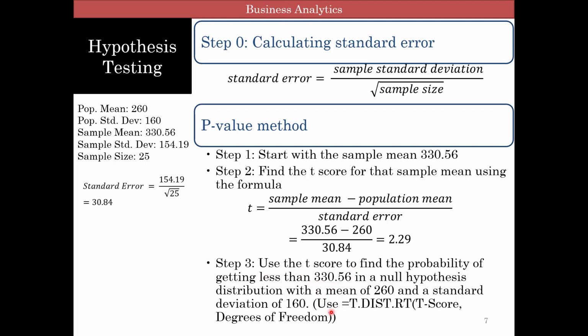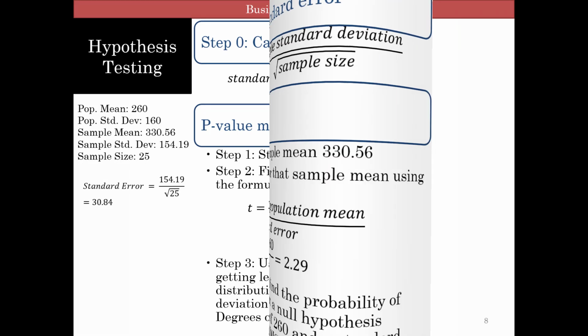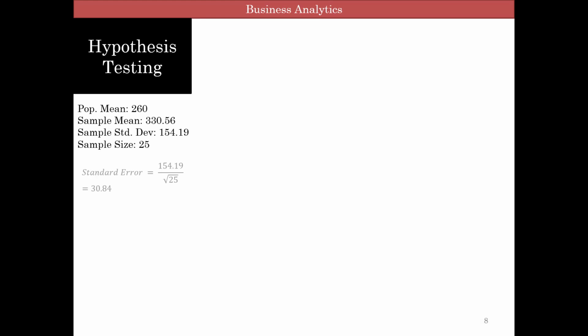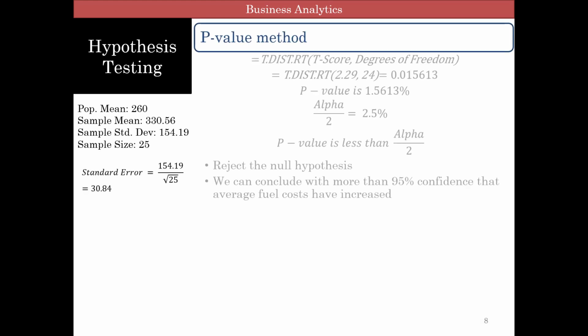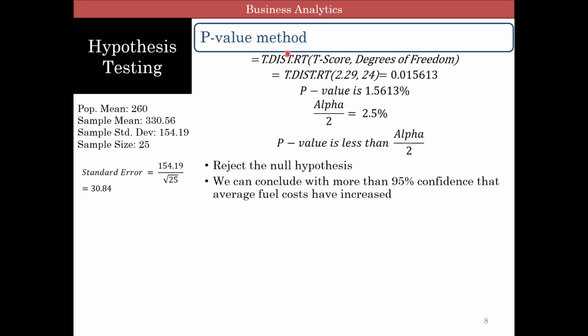So for t-dist, you can use t.dist.rt, where RT stands for right. And you have to put in the t-score of 2.29 and degrees of freedom. So degrees of freedom is sample size minus 1, which is 24. Okay, so here we go. P-value method, we use t.dist.rt, we use 24, and we get 0.015.